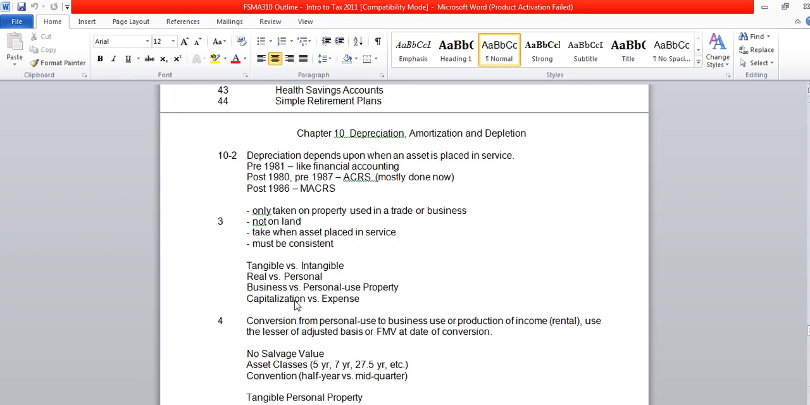And then again, capitalization versus expense. If you are spending money to keep an asset in its current operating condition, then that is an expense and not subject to depreciation, where you have to capitalize it and depreciate it. Okay. The conversion from personal use to business use, you have to use either the lesser of the adjusted basis or fair market value at the date of conversion.